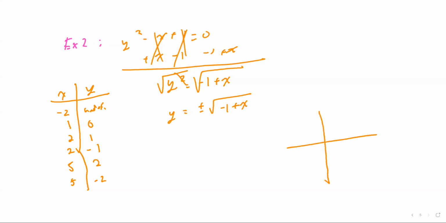Here's my coordinate plane. I start off with 1, 0. So here's 1, 0, my first point. Then I have 2, 1 and 2, -1. Interesting. Then I have 5, so that's 3, 4, 5, 2, and 5, -2. Can you kind of see what might be going on? What do you think's going on?